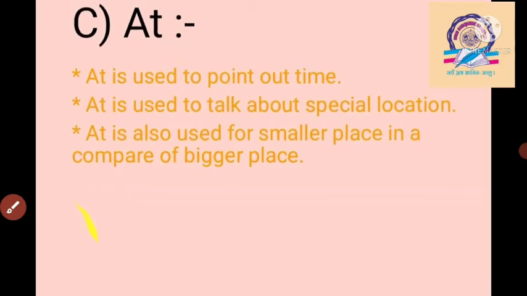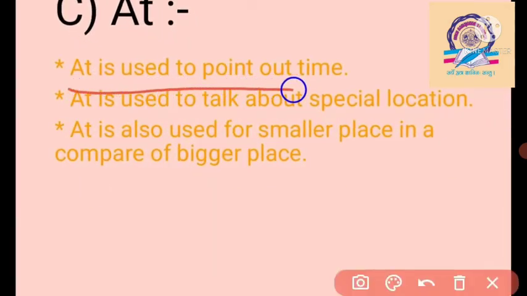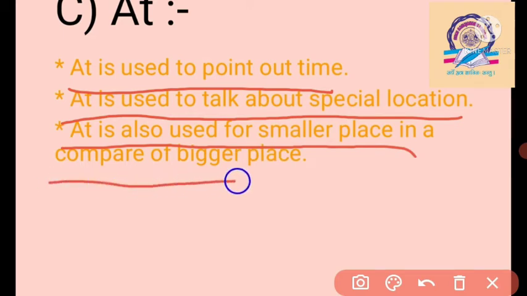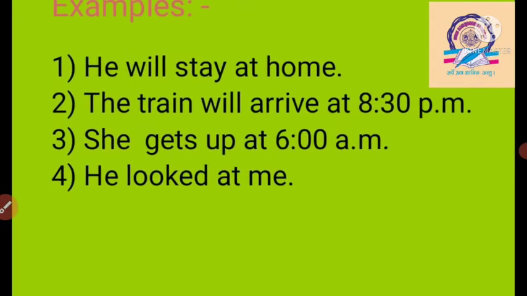Then "at". "At" is used to point out time. "At" is used before a time when we want to speak about a particular, special time. At that time we have to add the preposition "at". "At" is used to talk about a special location, and "at" is also used for a smaller place in comparison to a bigger place. For the smaller place we have to use "at", and for the bigger place we have to use "in". He will stay at home.